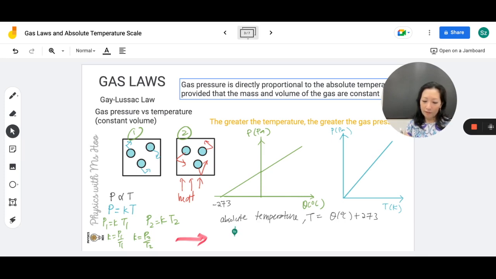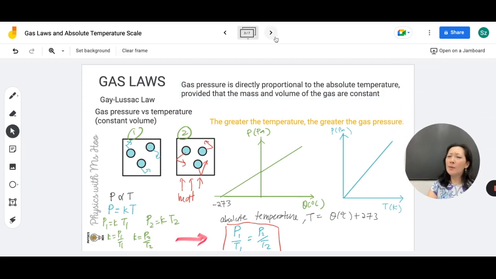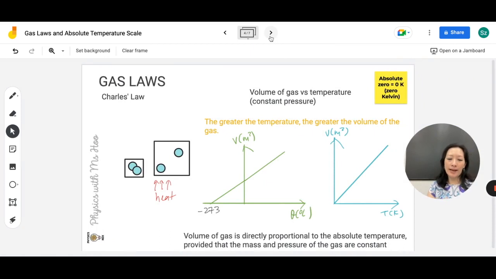P1 over T1 equals P2 over T2. And this is the formula for the Gay-Lussac law. So if you can understand this, the others are pretty much the same as well. So if you were to look at Charles' law, it's also the same.